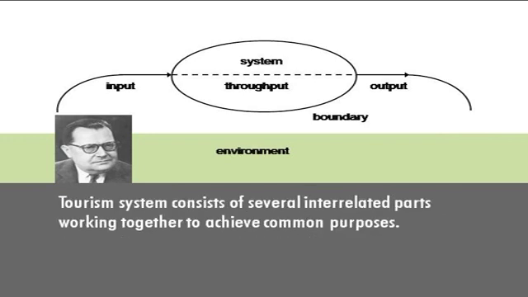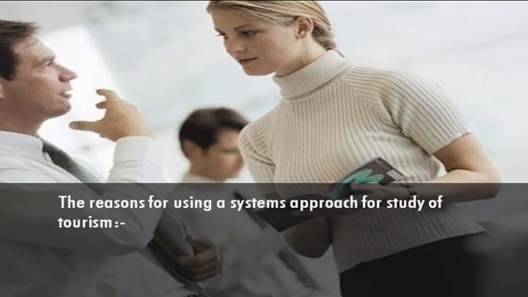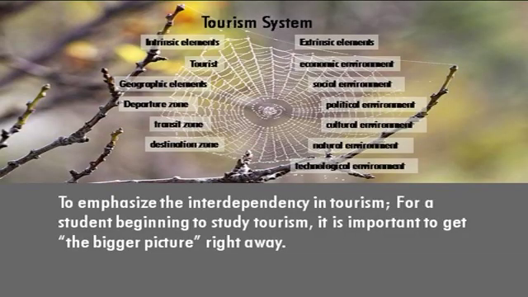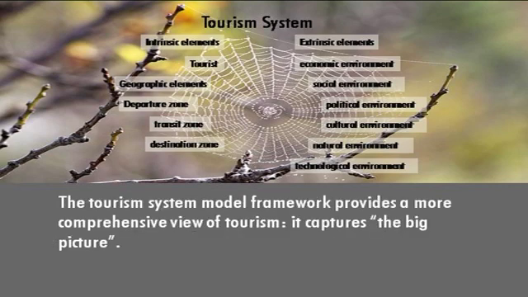The tourism system consists of several interrelated parts working together to achieve common purposes. The reason for using a systems approach for the study of tourism is to illustrate the interdependency in tourism. The tourism system is like a spider's web. Let us take an example. For a student beginning to study tourism, it is important to get the bigger picture right away. The tourism model framework provides a more comprehensive view of tourism as it captures the big picture.